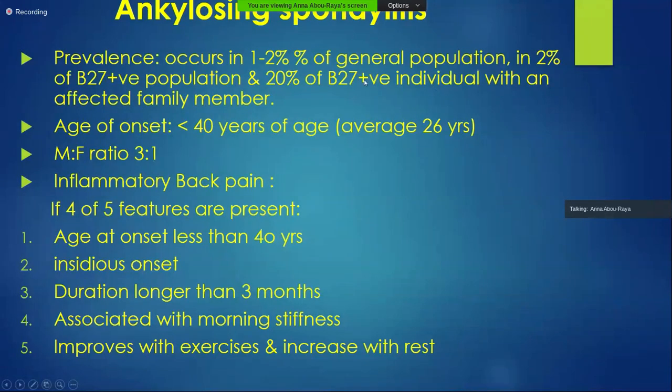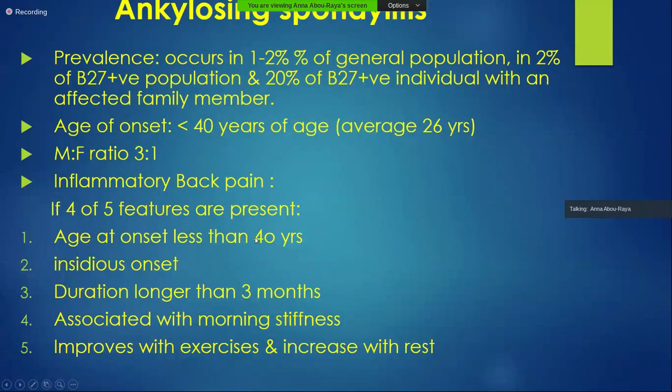And if an individual is B27 positive, his affected family member has also a 20% chance of having ankylosing spondylitis. So there is a strong genetic predisposition. The age of onset, as we said, is usually a young male patient. The male to female ratio is around about 3:1. So this is one of the autoimmune rheumatic diseases that is commoner in males.